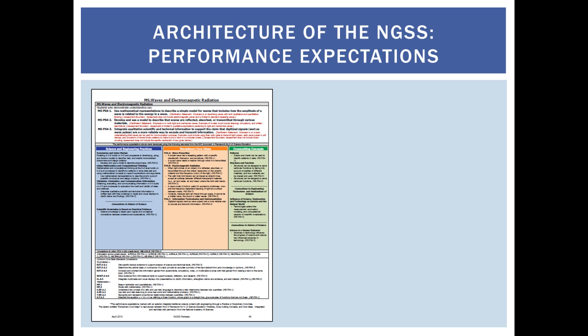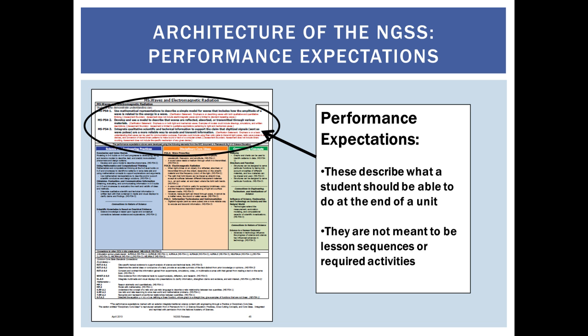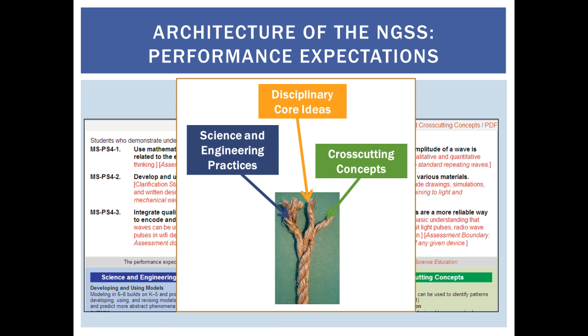This time, let's focus up here at the top. The NGSS are written as performance expectations. These describe what a student should be able to do at the end of a unit. They're not meant to be lesson sequences or required activities. Teachers, schools, and districts will have to determine what student experiences will lead to these performance expectations. Basically, each performance expectation is like the rope we looked at earlier. The three dimensions are woven together to illustrate how they fit together.